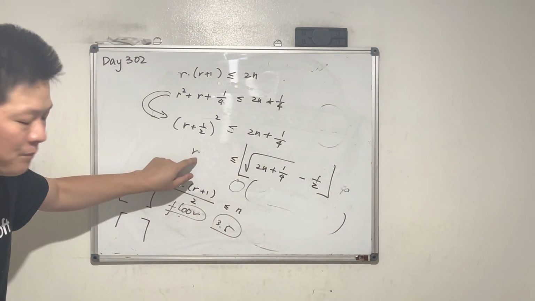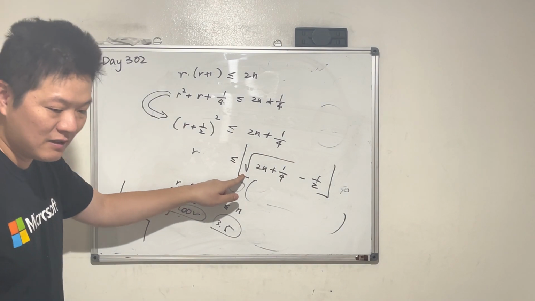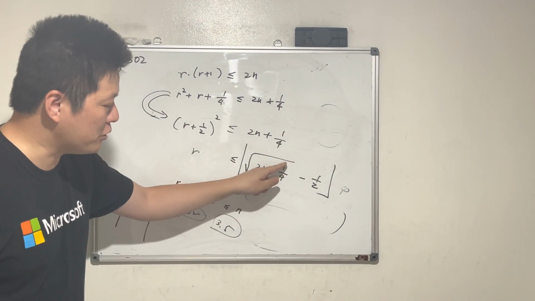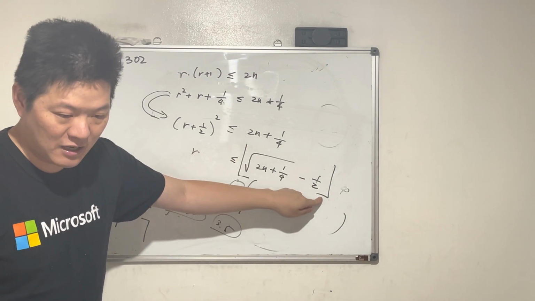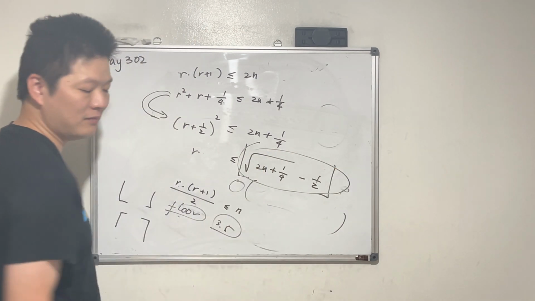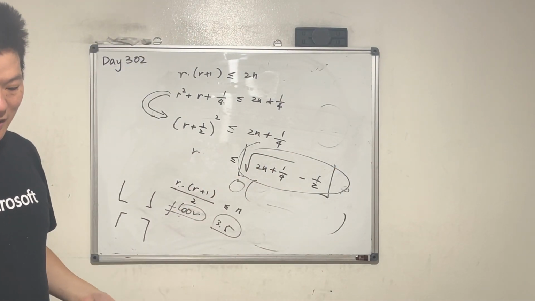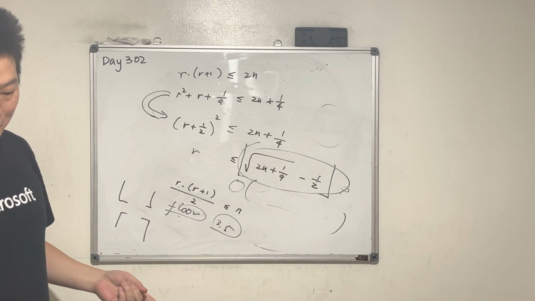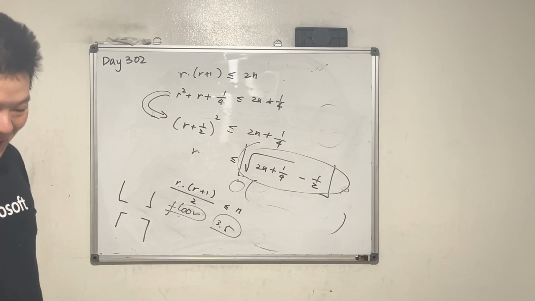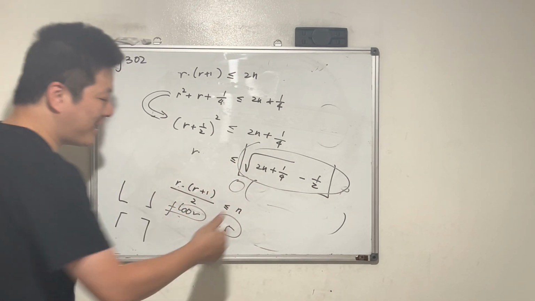But if I implement this function, I can just return the square root of 2 times n plus a quarter, minus half. What's the time complexity if I just calculate this bit? If I calculate this, what's the time complexity? We want to calculate it.